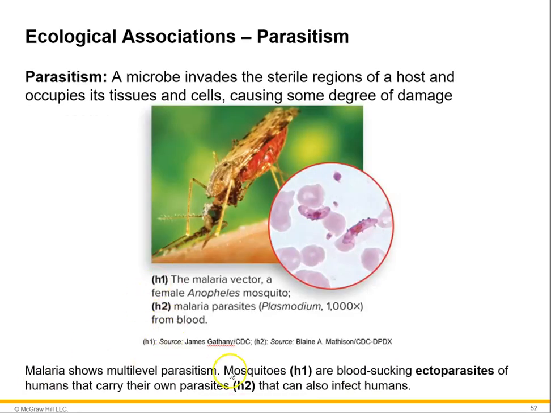Okay, parasitism. So here we have malaria as the example, and this is going to show multi-level parasitism. Mosquitoes are parasites of humans that carry their own parasites, and their own parasites are the malaria parasites, Plasmodium. Plasmodium is a protozoan that can also infect us. And Plasmodium essentially lives its life cycle between the mosquito and us, and utilizes us to live. So it is a parasite. It needs a host in order to survive.